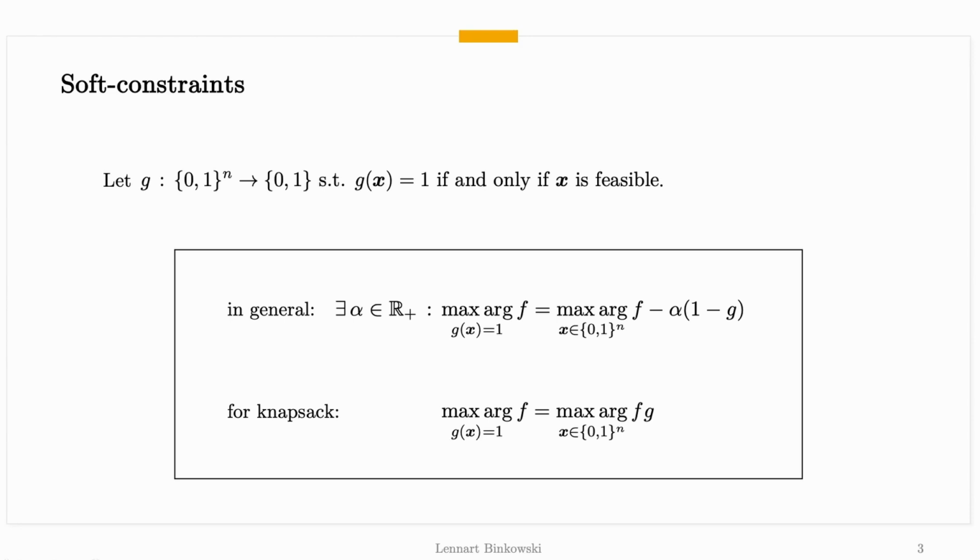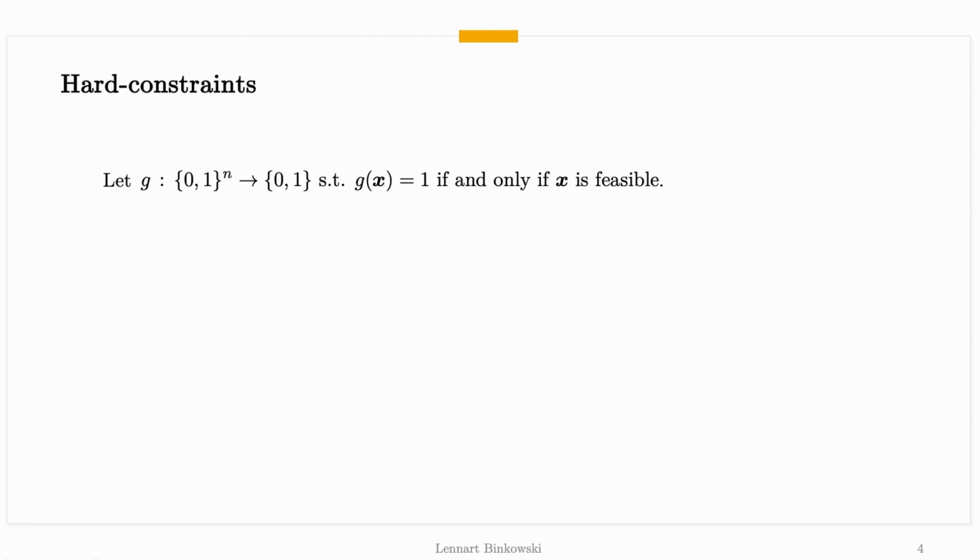Now, for optimization problems like the knapsack problem, where the function f only maps to positive numbers, I can actually get rid of this hyperparameter alpha and simply replace f by the function f times g. So if a bit string is infeasible, g of x is 0, therefore f times g applied to x is 0, which then lies below the optimum of f, which is some positive number if it's a non-trivial instance. So that's one way. The second way is to use hard constraints.